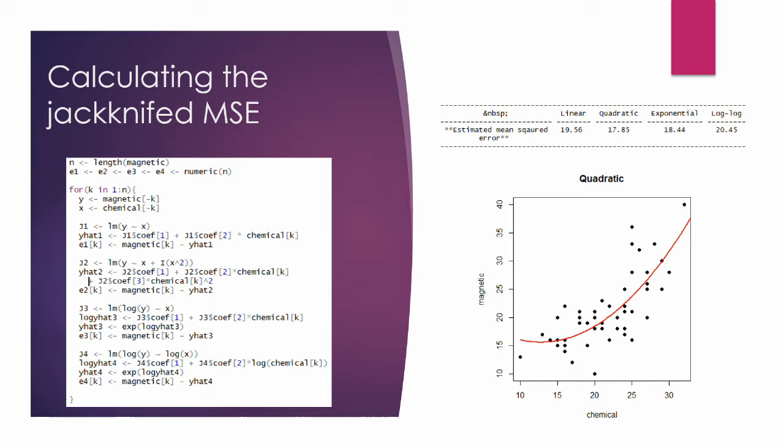On the left is the R code for this procedure. It all fits nicely into a for loop, taking one point out, getting a regression, and finding the error for all 4 models. The results are in this table at the top here, and the quadratic fit turns out to be the best of these.